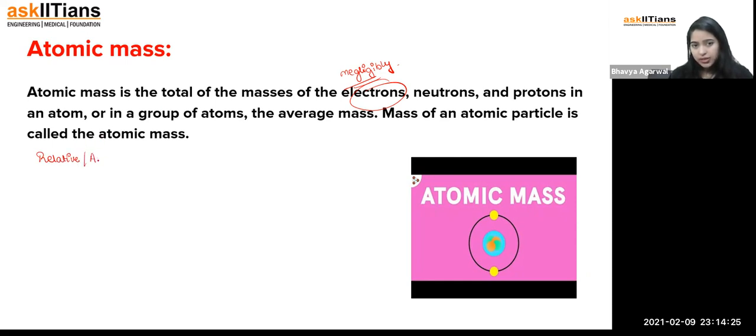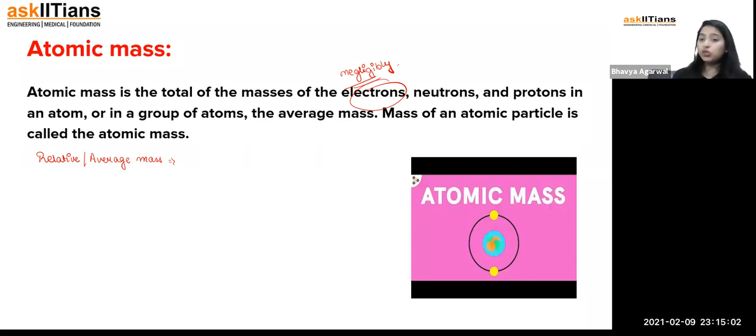The relative mass, or you can call it the average mass. So what exactly is that? That is basically the average mass of your isotopes. Now see what happens. Which example should I take? Okay, let's take it this way.